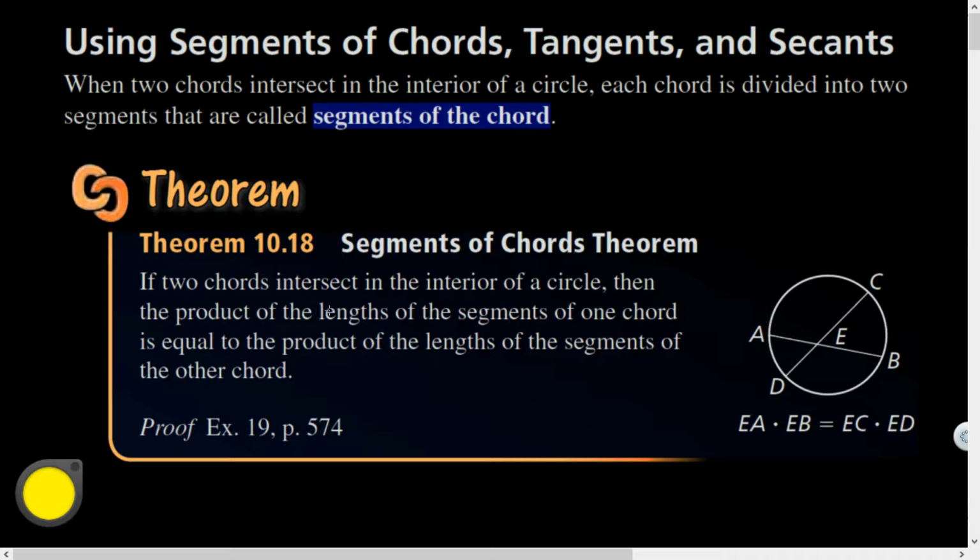If two chords intersect in the interior of a circle, then the product of the lengths of the segments of one chord, all right, so that's going to be AE times EB, is going to equal the product of the lengths of the segments of the other chord. So CE times ED, right? So that's the idea.